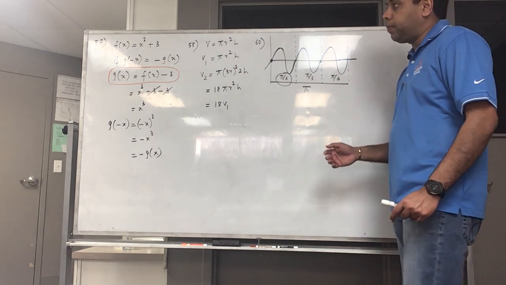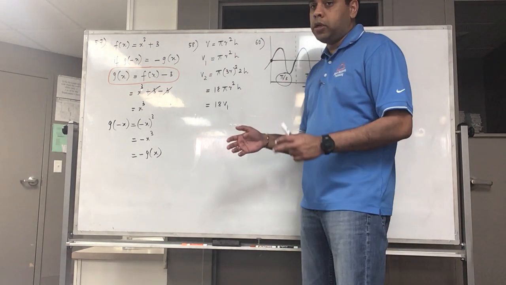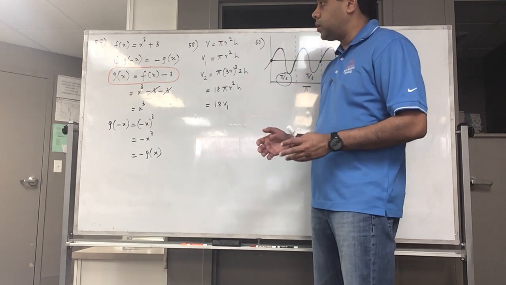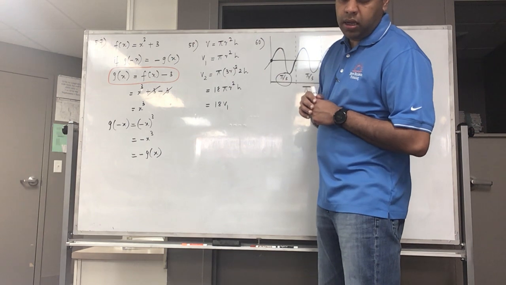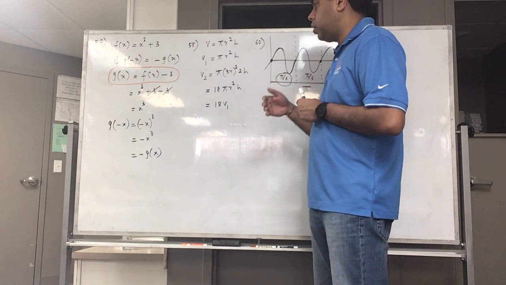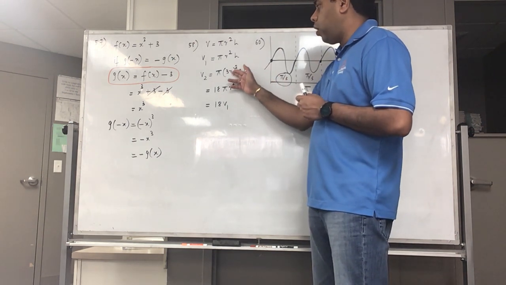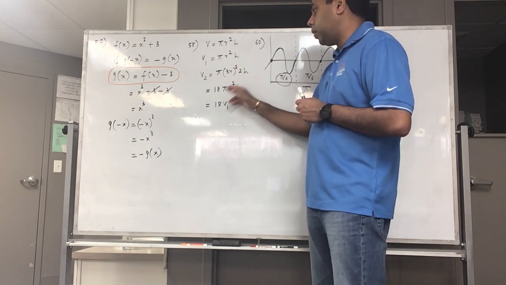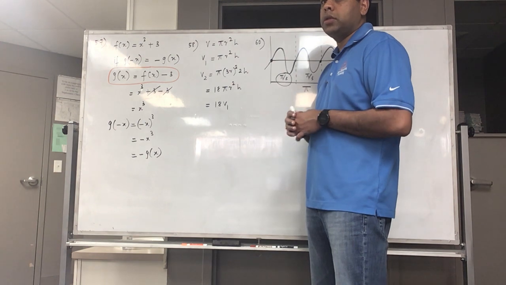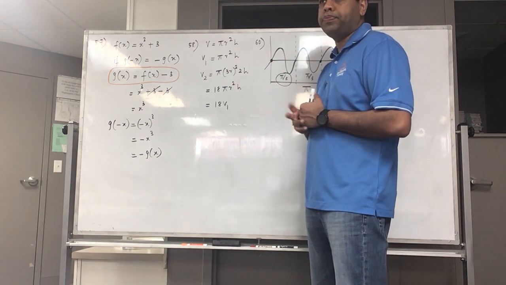Question number 58. They have a cylinder with volume pi r squared h. One has radius r and height h. The other has 3 times r and 2 times the height. So 3r squared becomes 9r squared, and then the height becomes 2h, so it becomes 18 times the volume V1.